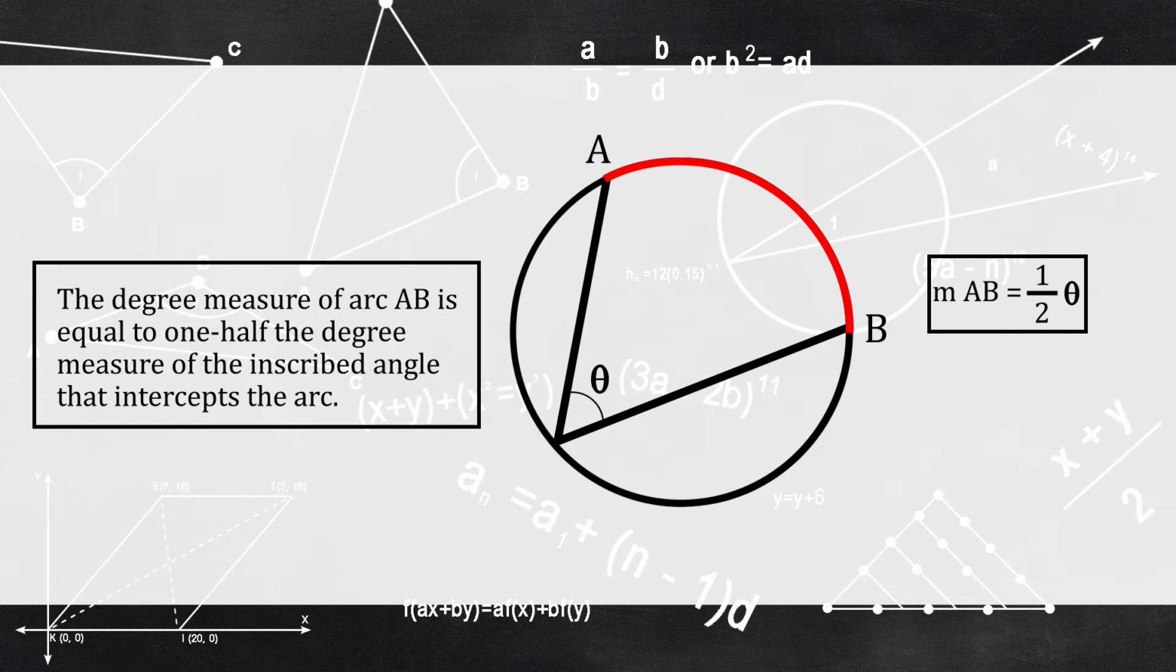If theta is an inscribed angle, then the degree measure of its intercepted arc is 1/2 the degree measure of theta.